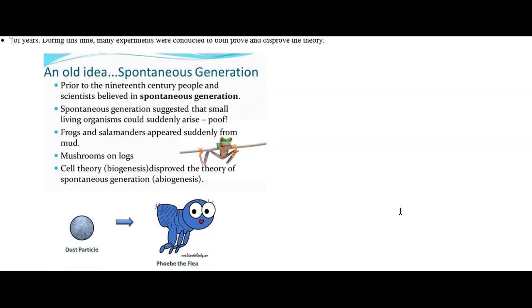Like frogs, salamanders. They thought the mud, or even sometimes just the smells from a swamp, caused frogs and salamanders to turn into frogs and salamanders from the mud. That the log actually became a mushroom. Thus became fleas.